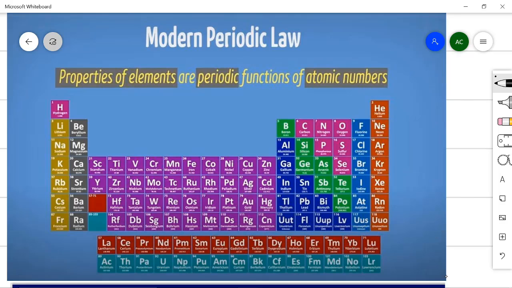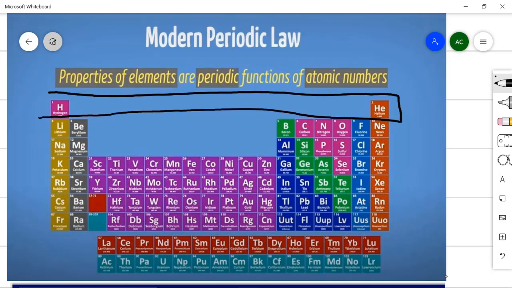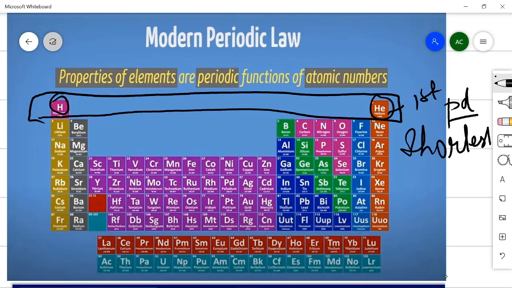Now let's see periods. So a period is this. This is the first period, that is horizontal. Now the first period has only 2 elements, that is hydrogen and helium. So the first period is the shortest period. The first period is shortest because it has got only 2 elements.